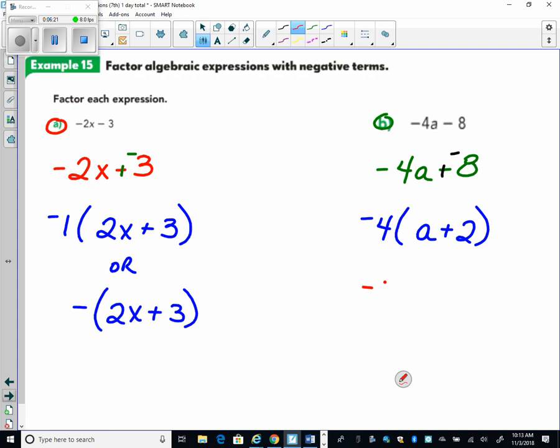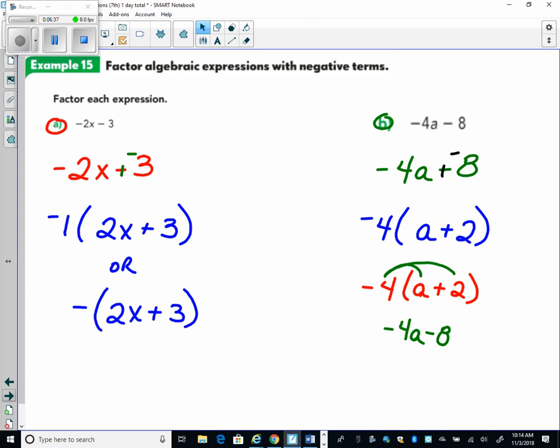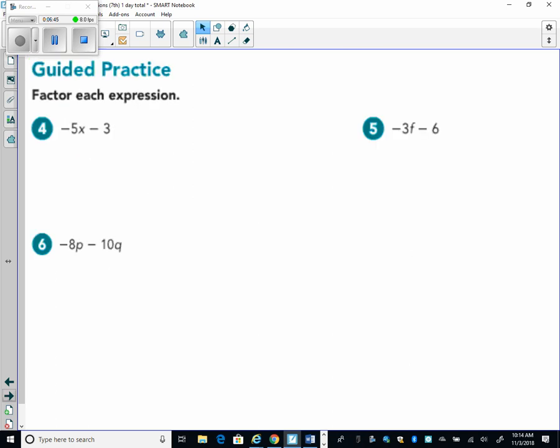Don't forget about being able to check these. So if I rewrite my factored expression and I want to expand to double check, -4 times a is -4a, -4 times 2 is -8. So if you look above, that's the same answer I had to start with. So I know I did it correctly. Let's look at one last question.